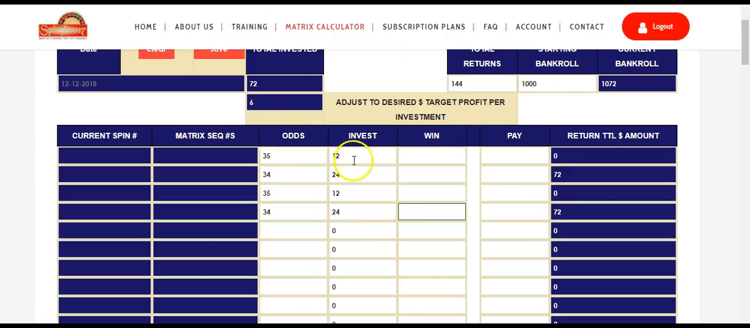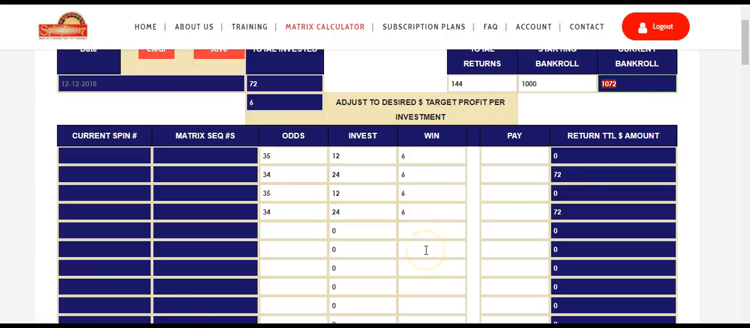How do you know that? Because you got back your $12 plus a $6 profit because you asked for that per spin. You got back your 24 plus a 6. You got back your 12 plus a 6. And you got your 24 plus a 6. Guess what you just did? 1, 2, 3, 4 spins. You asked for $6. 6 times 4 is 24. Your bankroll should be showing 1,024. Okay, well, you started 1,000. I'm sorry. Your bankroll should be showing 1,024. It's showing 1,072. You got all your money back, plus $6 for each spin, which is $24, and you've exceeded that, okay, by almost 50 bucks.